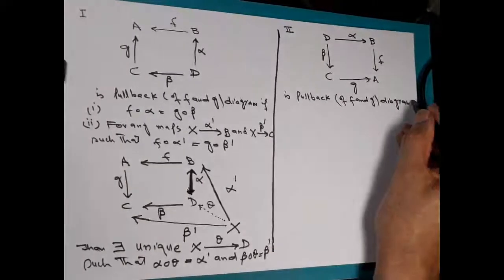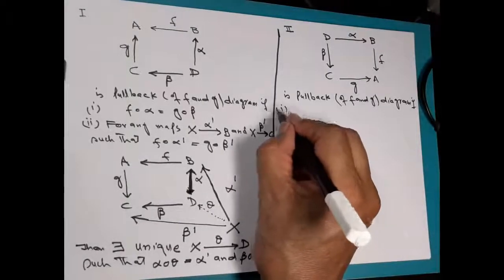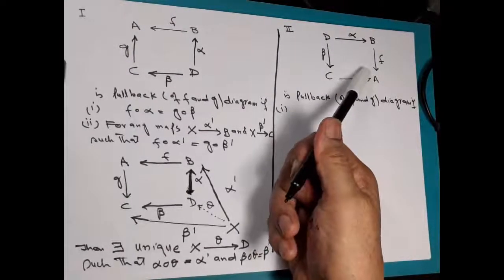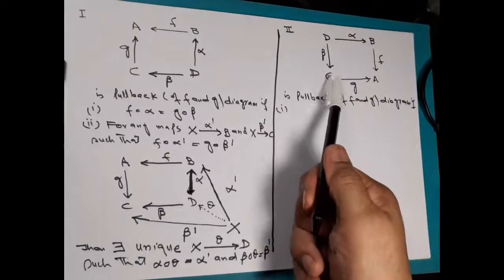If conditions are the same, the diagram has to commute, and that is F composed with alpha is equal to G composed with beta.